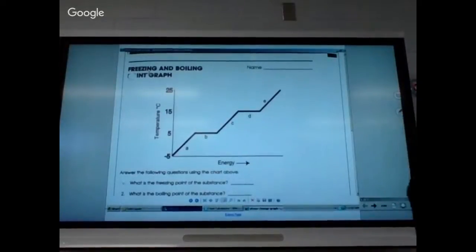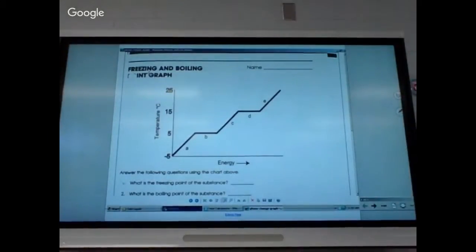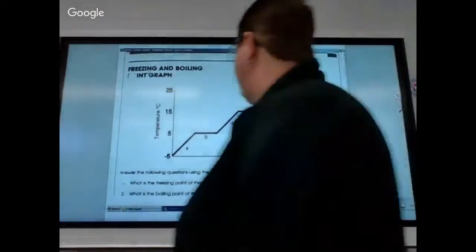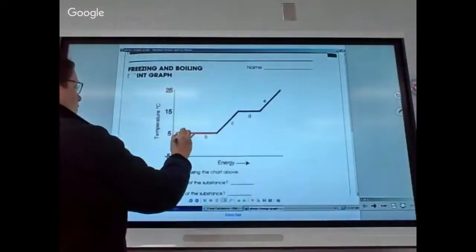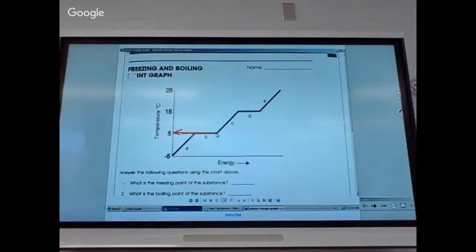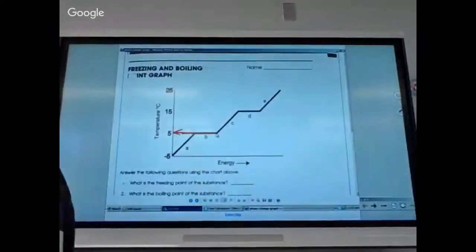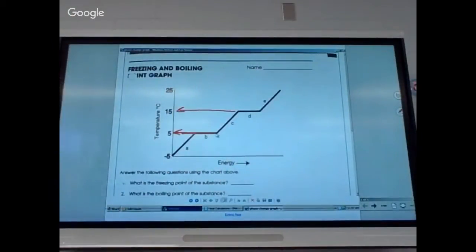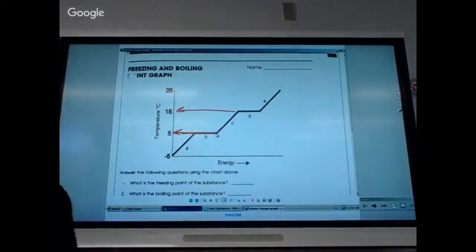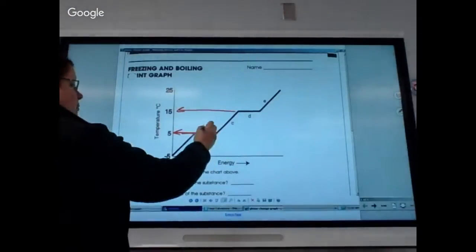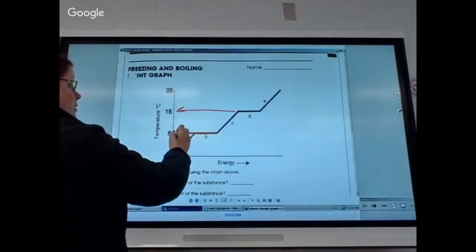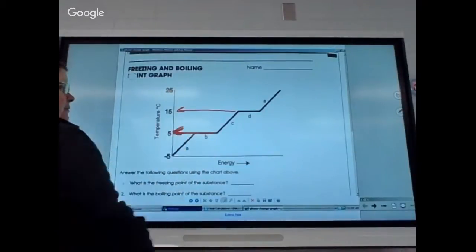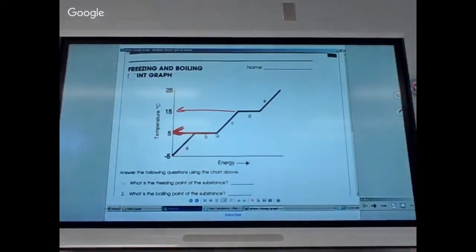Number one, what is the freezing point? Freezing point would be right here, right? So freezing point would be 5 degrees Celsius. The next one says, what is the boiling point? Boiling point would be 15 degrees Celsius. Number 3, melting point. Melting point is back here again, right? So melting point is 5 degrees Celsius. Any questions about 1, 2, or 3?